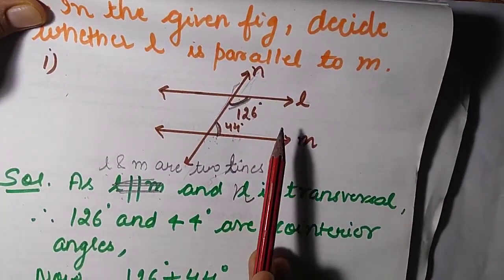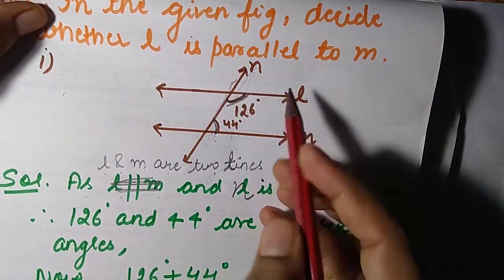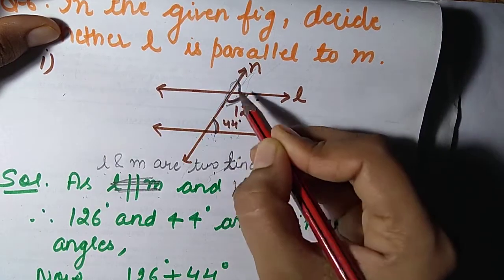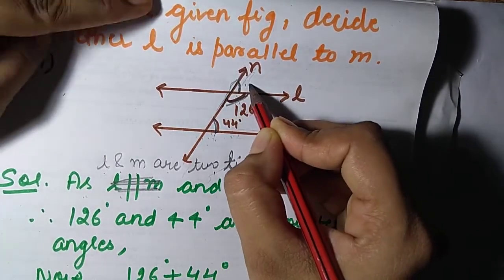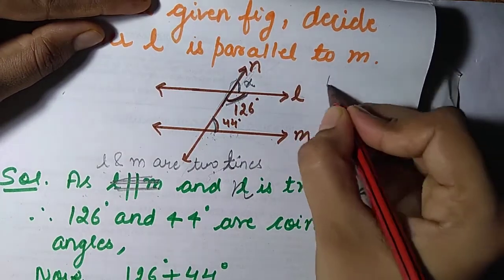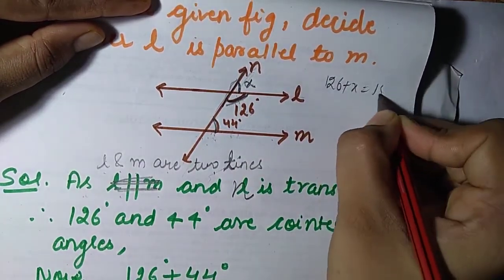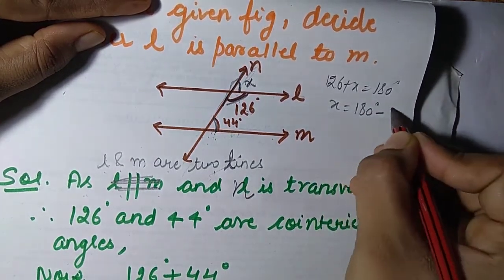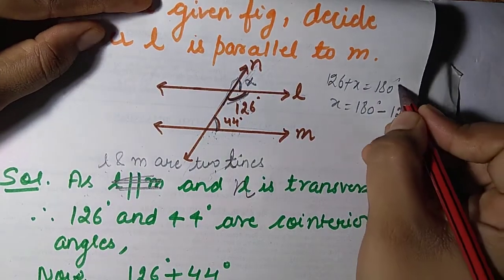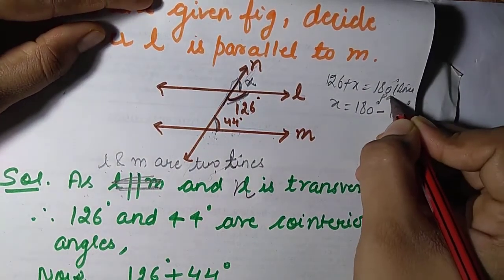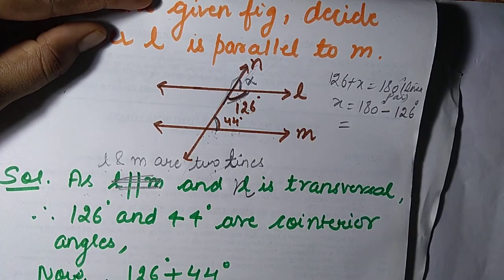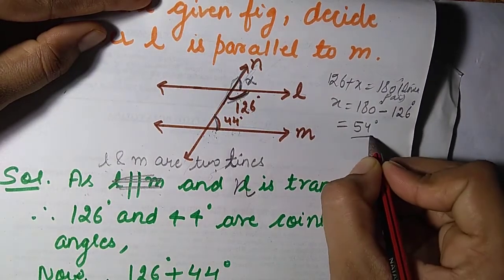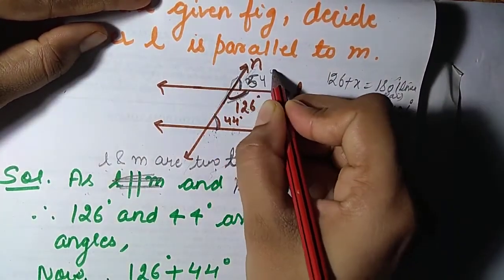So this is the diagram. If this angle is 126, can I find this angle? Yes, I can find it, because they both form a linear pair. So if I take this as x, it will be 126 degree plus x is equal to 180 because of linear pair. So x will be 180 minus 126 degree, by linear pair. So 180 minus 126 is equal to 54. So we will get this value as 54.